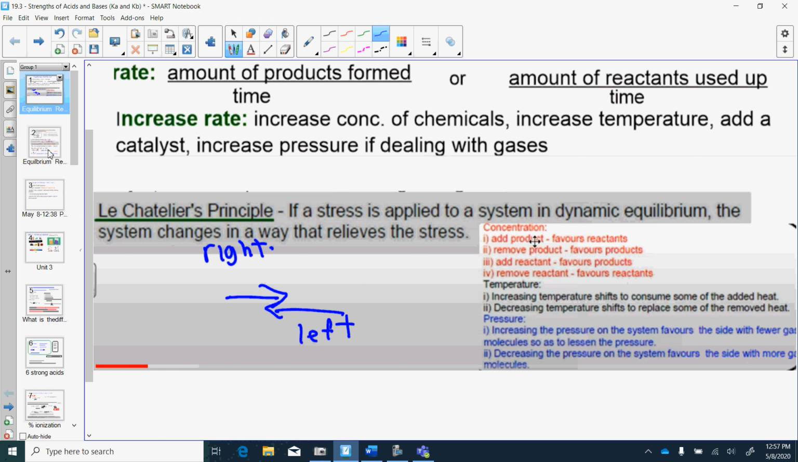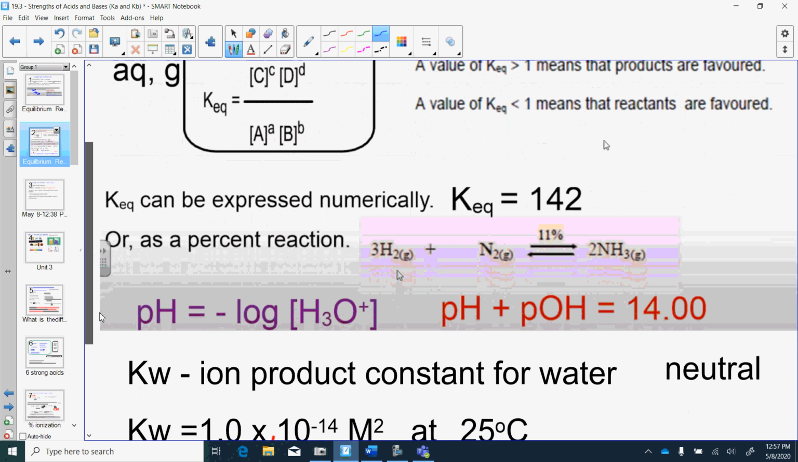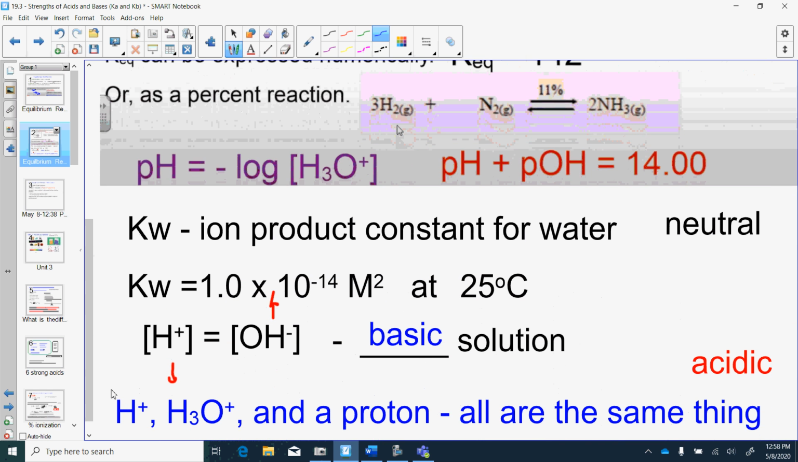Okay? And the last thing I want to talk about is this idea of Kw. So this was kind of our last week. Kw, which is the ion product constant for water.